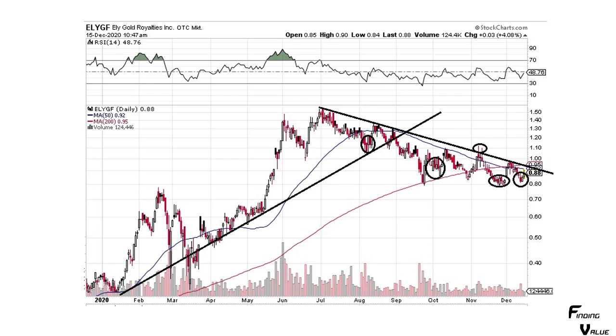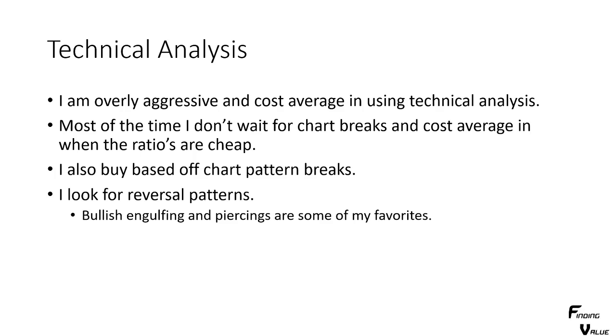I'm trying to read the charts using technical analysis. And you can see where I'm purchasing on this one particular chart here for Ely Gold. I like Ely Gold and I know the valuations are very cheap and I know the market conditions, I know the ratios, I know all this stuff, and that's why I'm buying it. So technical analysis here, I'm overly aggressive and cost average in using technical analysis. That's the way I do it.